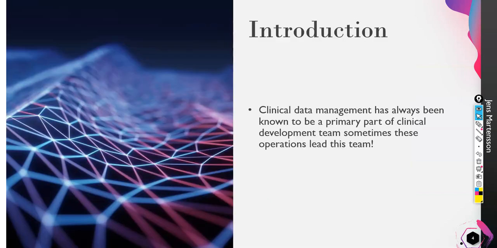Now coming towards introduction to clinical data management. So clinical data managers, what do they do? First, let's read the definition as it says. Clinical data management has always been known to be a primary part of the clinical development team. Sometimes these operations lead the team. This was just the introduction, not the definition, but if I try to give you the definition, it is an essential role in the data collection phase of a clinical trial or clinical research.